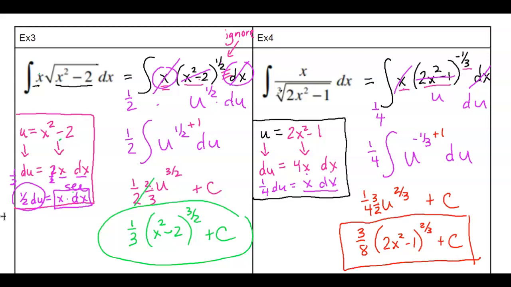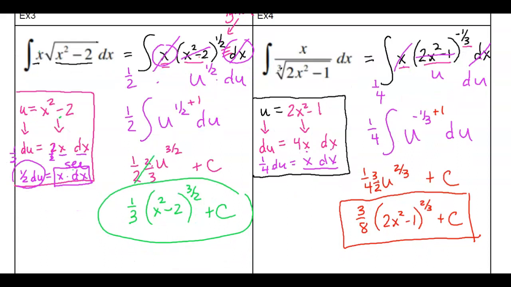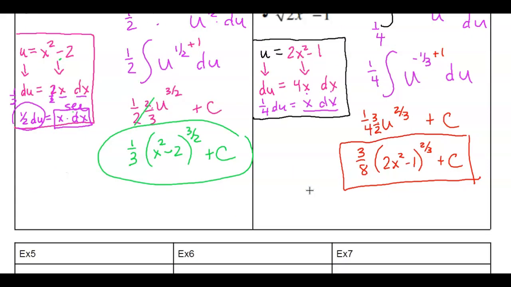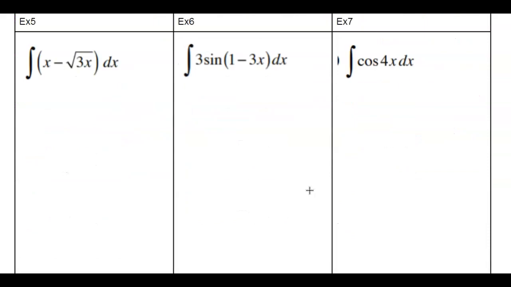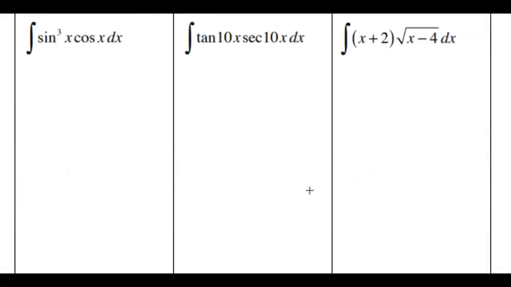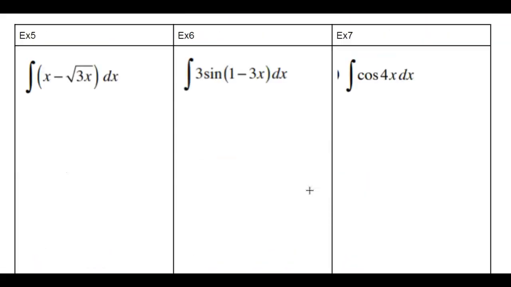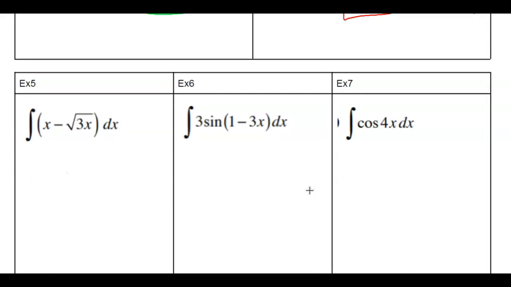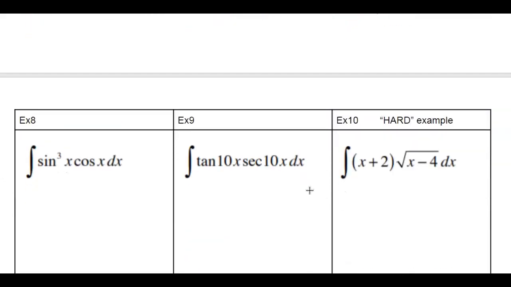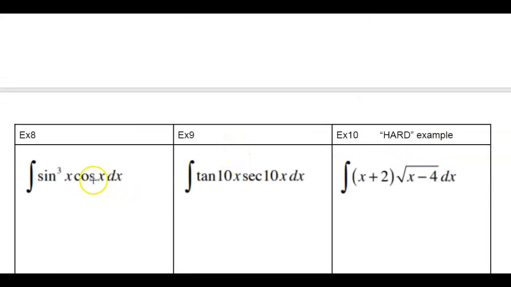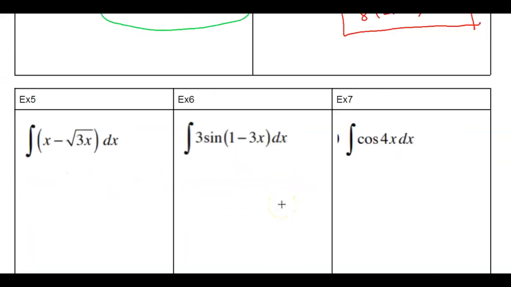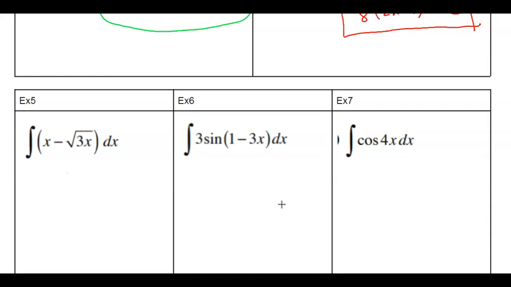All right. Now, I know I make it look easy picking u. That is the hardest part. So I can definitely work with you, and I'll ask you what to pick. But let's try a few more. And notice I have 10 examples. So there's a lot. So if you want to fast forward, you can, but you'll definitely want to hit number 10. Notice I have some trig here too. So let's try number 5.